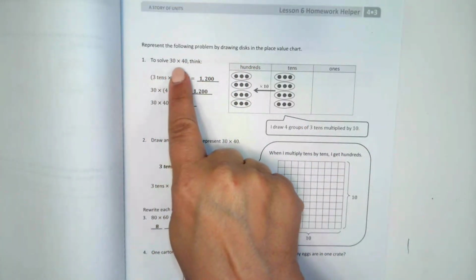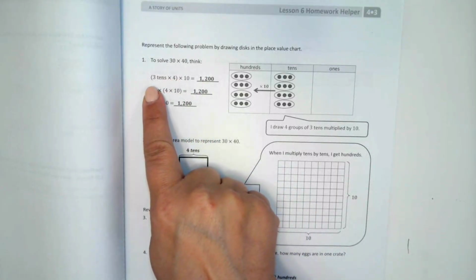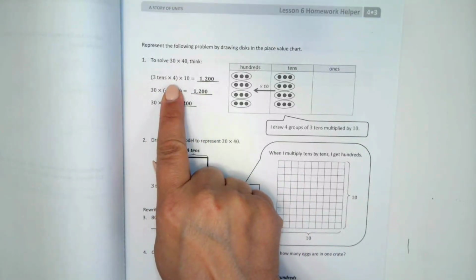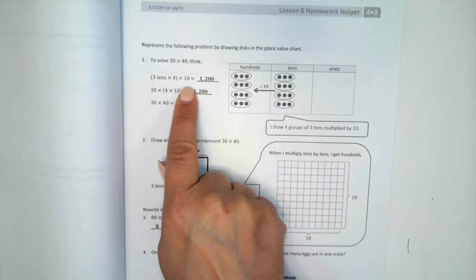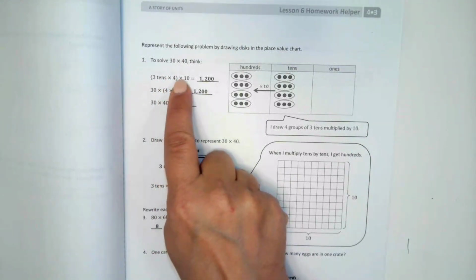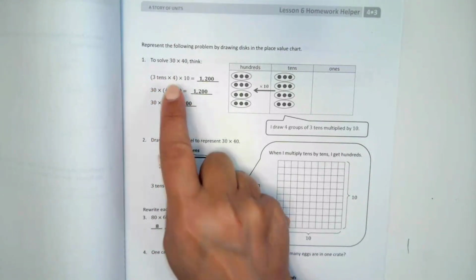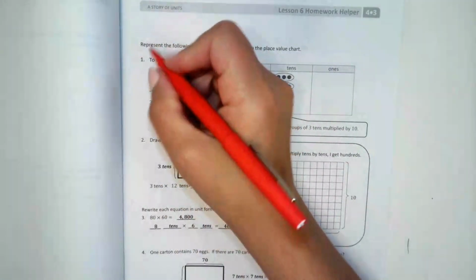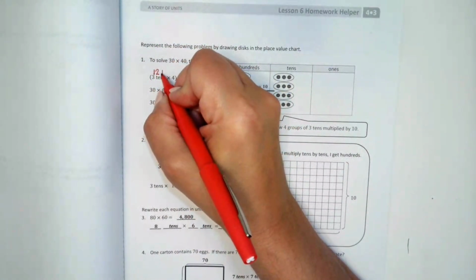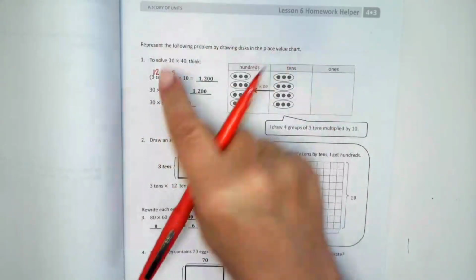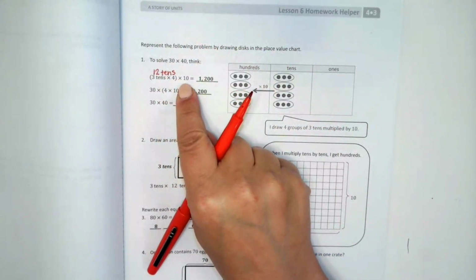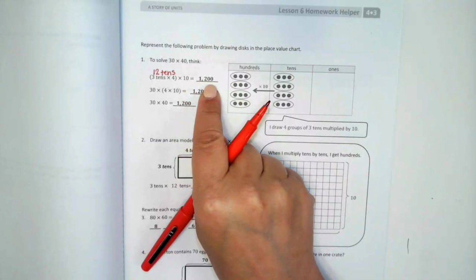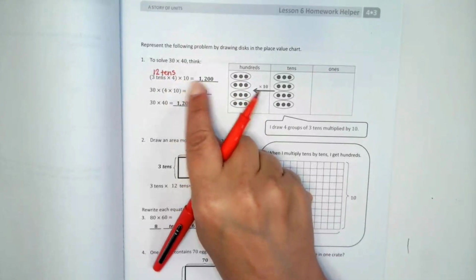To solve 30 times 40, think 3 tens times 4 times 10. So we can do 3 tens times 4 first. 3 tens times 4 would be 12 tens. And then 12 tens times 10 would be 12 hundreds, because 10 times 10 is 100.